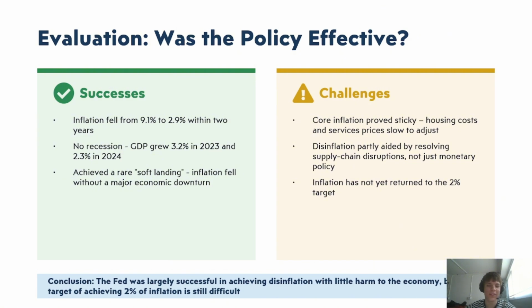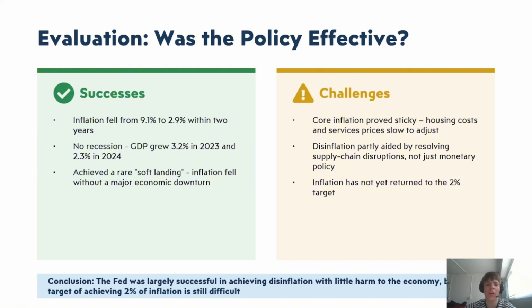Was the policy effective? On the success side, inflation fell dramatically. There was no recession, with GDP continuing to grow, and the economy achieved a rare soft landing. On the challenge side, core inflation proved sticky, especially in housing costs and services. Disinflation was partly helped by resolving supply chain issues rather than just monetary policy, and inflation still hasn't reached the 2% target.